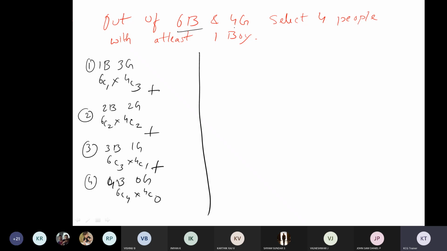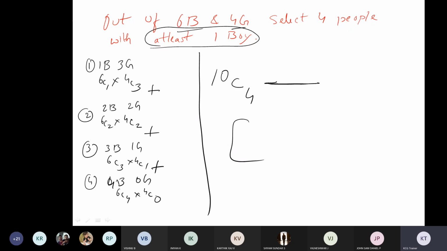From the total of 6 boys and 4 girls, that is total 10 people, combine everyone. From the 10 people, select 4. Now subtract. What do you have to subtract? Subtract the possibilities opposite to the condition. As they're asking to select minimum 1 boy, you have to do the selection which is not satisfying the condition. I repeat, you have to do the selection which is not satisfying the condition. That means you should not select minimum 1 boy.